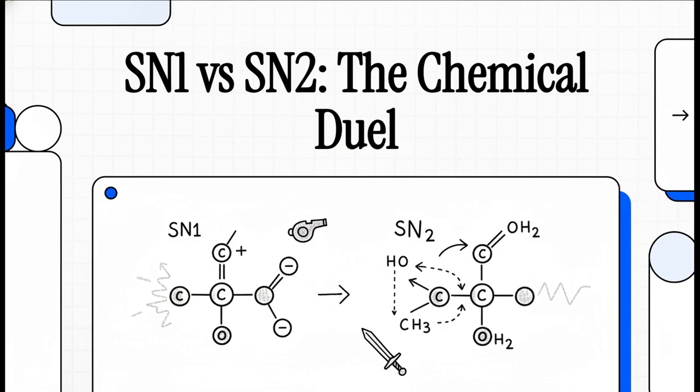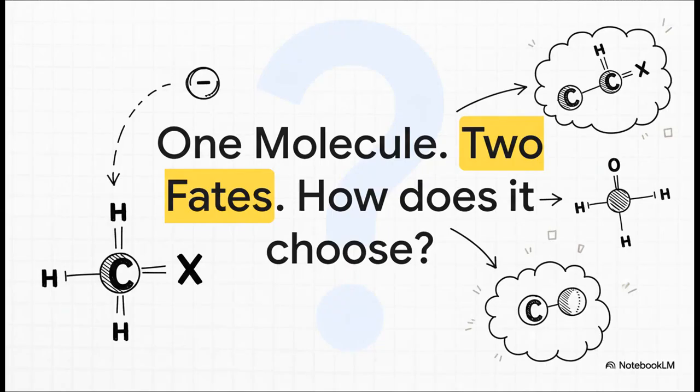Let's get into it. So, picture this. You've got a haloalkane molecule. It's our main character. And closing in on it is an attacker rich with electrons, a nucleophile. Does our molecule strike back right away? Or does it wait for the perfect moment? Now this choice, it's not random. It's a calculated move, and it's governed by the unwritten laws of chemical combat.